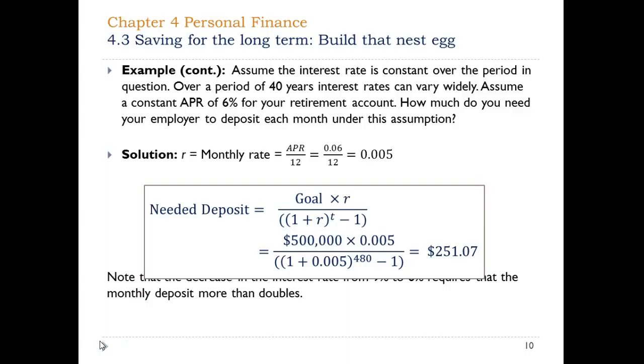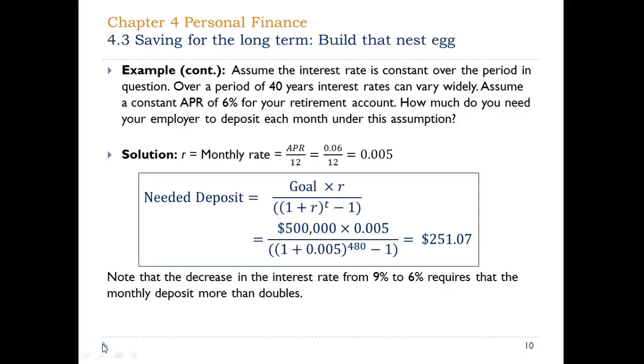Here our r is different. It's going to be 6% annually, or 6% divided by 12, which is half a percent. Needed deposit is equal to half a million times 5 thousandths divided by (1 plus 5 thousandths to the power of 480 minus 1), and that's $251.07. Note that the decrease in the interest rate from 9% to 6% requires that the monthly deposit more than doubles.